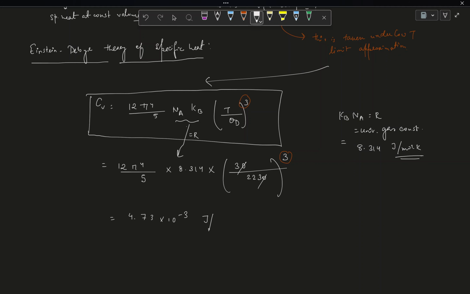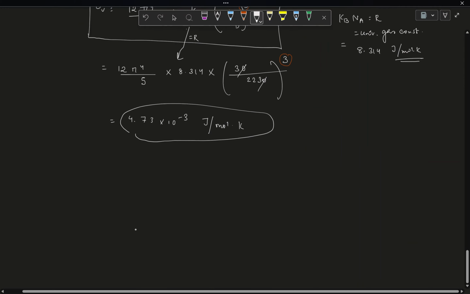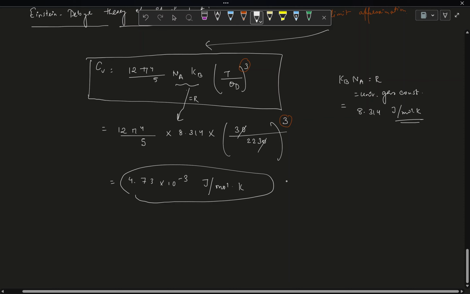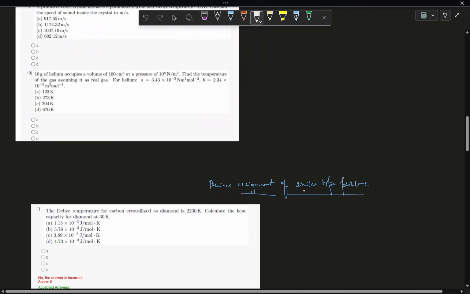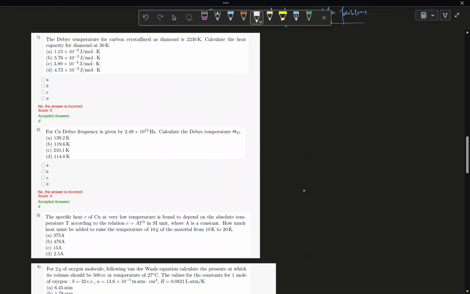And because we are calculating in SI unit, the unit of this R will count here. So joule per mole Kelvin. Okay. So this is your answer, that this is your CV at constant volume. So here this is option D, 4.73 10 to the power minus 3 joule per mole Kelvin. Accepted answer is also D.